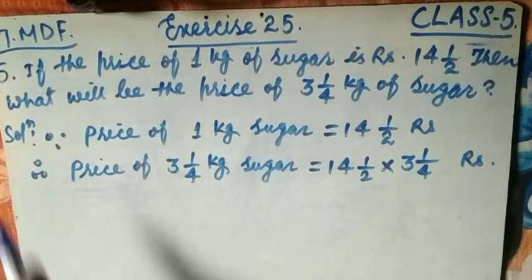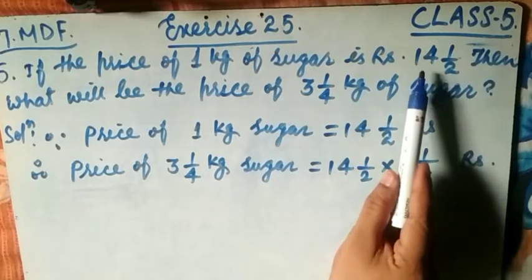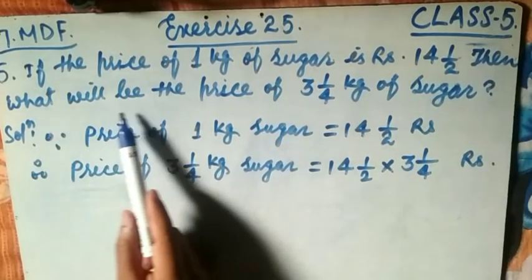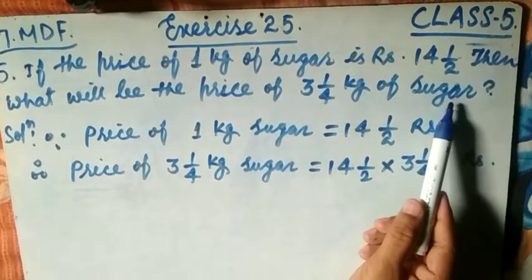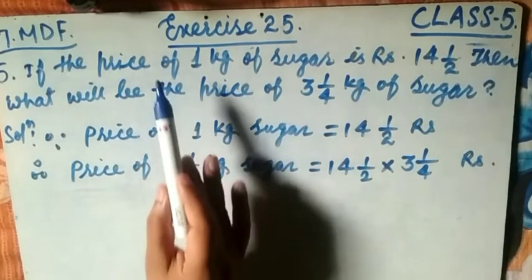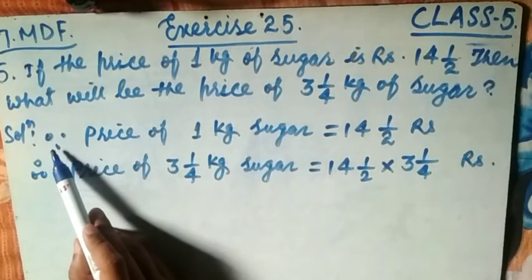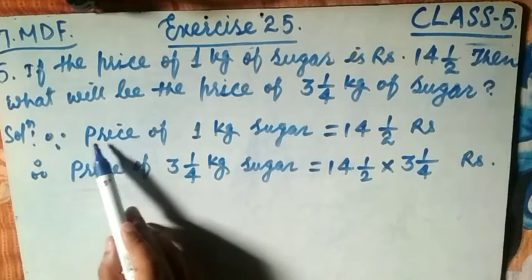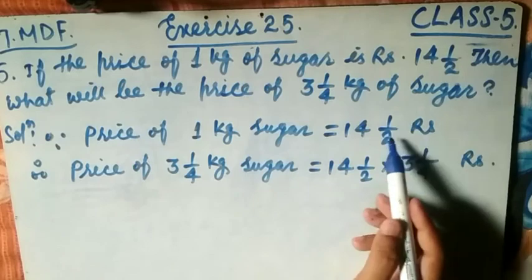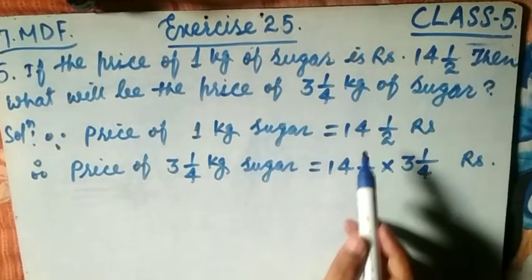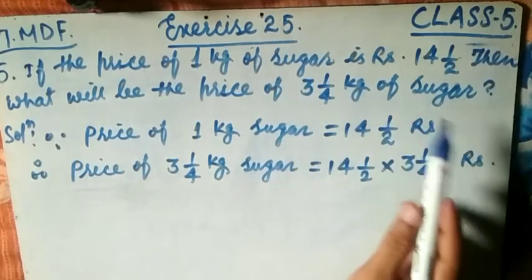Now see friends, question number 5. If the price of 1 kg of sugar is rupees 14.5, then what will be the price of 3 and 1 by 4 kg of sugar? It's a very simple question. The given is the price of 1 kg is this. First write as it is: the price of 1 kg sugar is 14.5. Now we have to find the price of 3 and 1 by 4 kg of sugar.